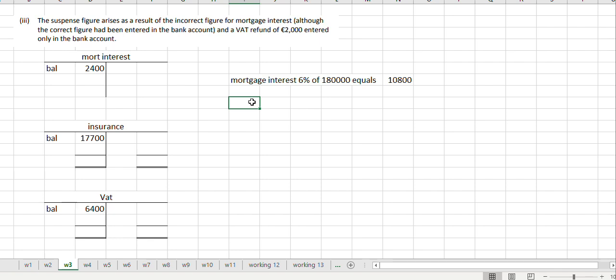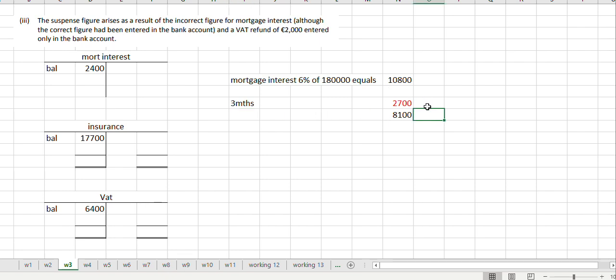Then we must take away 3 months. Okay, whatever way you want to do that. So you could do 180,000 at 6% divided by 12 multiplied by 3 gives you 2,700. Take one from the other and you get 8,100. Okay, 8,100 is due.